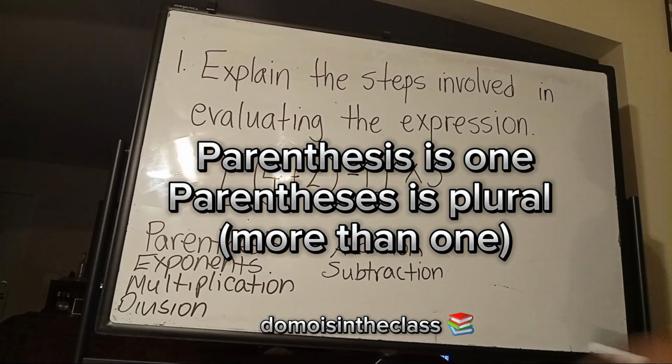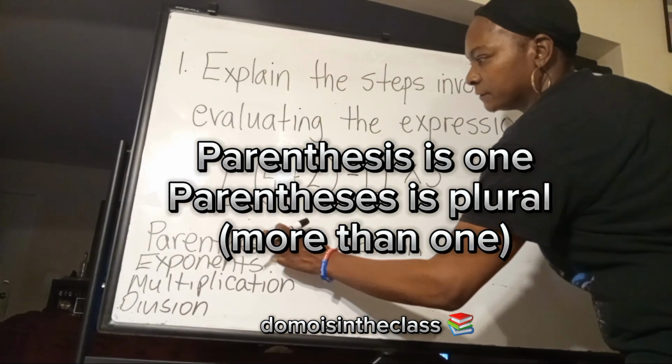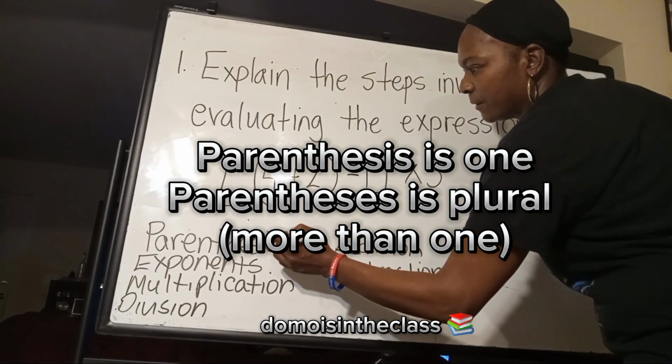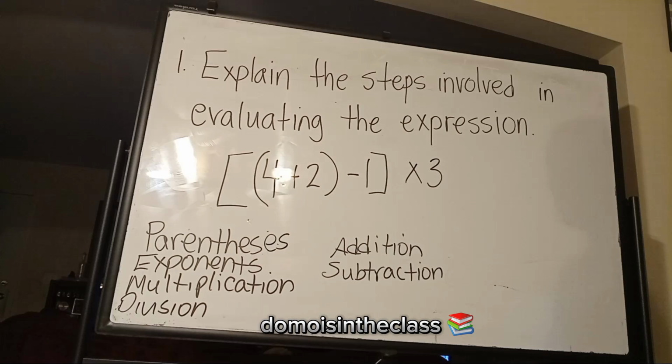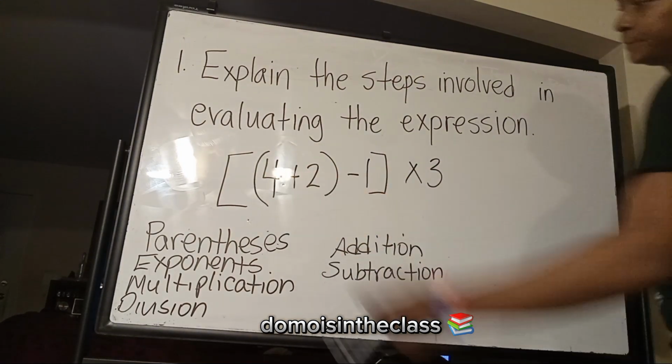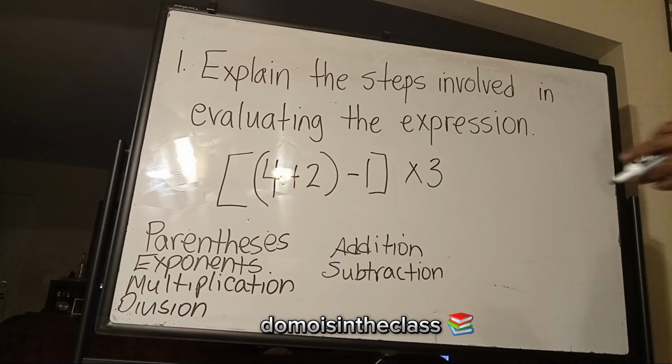So parenthesis is if you have 1. Parentheses is because we have 2, so it would be that. All right, so now moving on. Parentheses and brackets take the same form. So we have both brackets and parentheses. That just means we have to do that first.